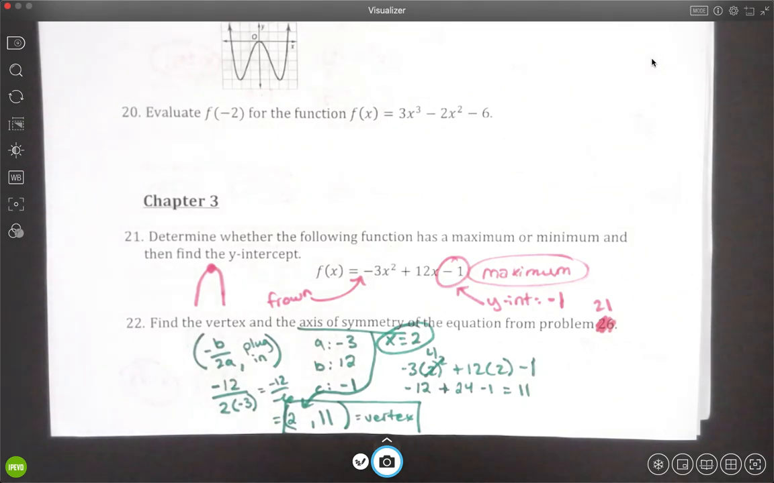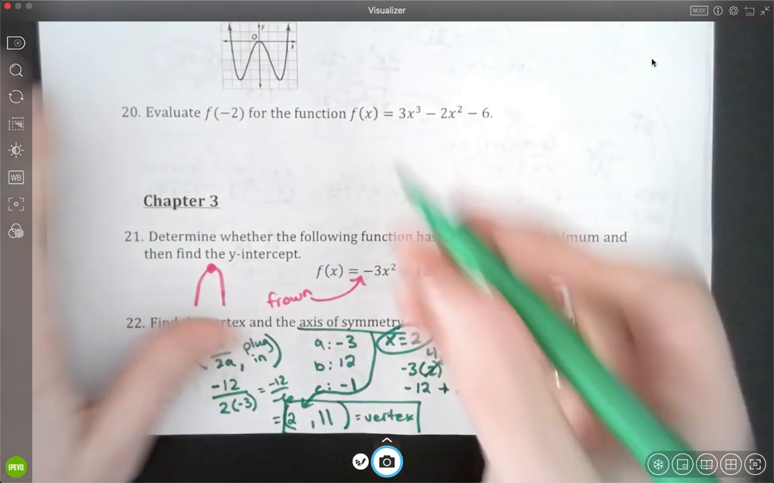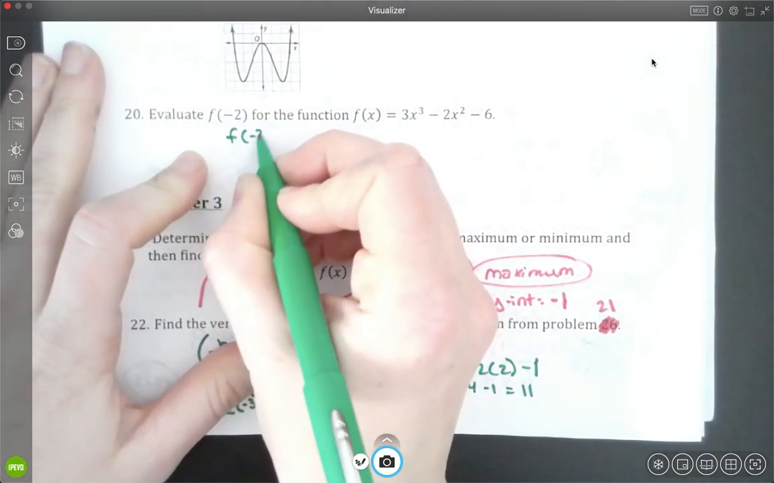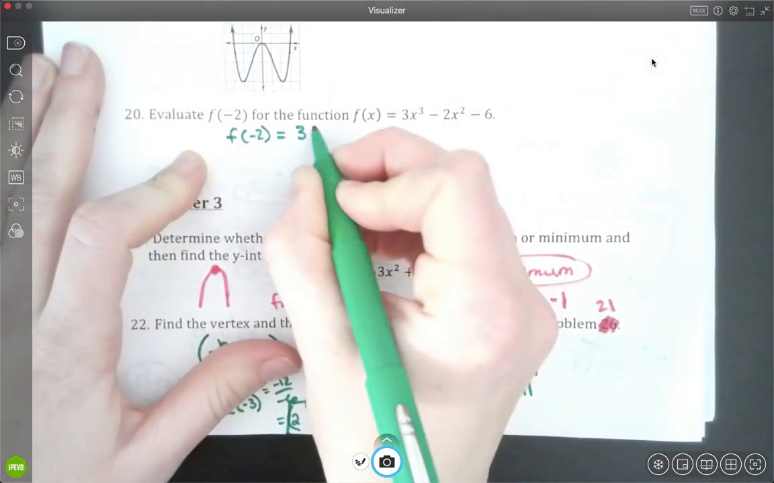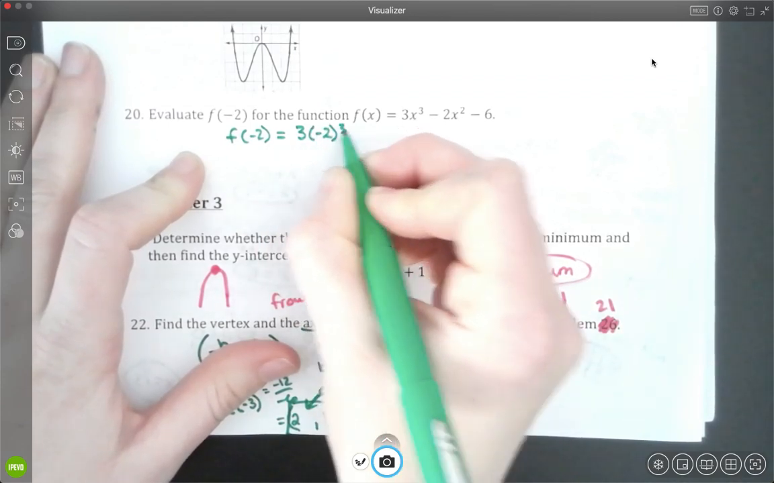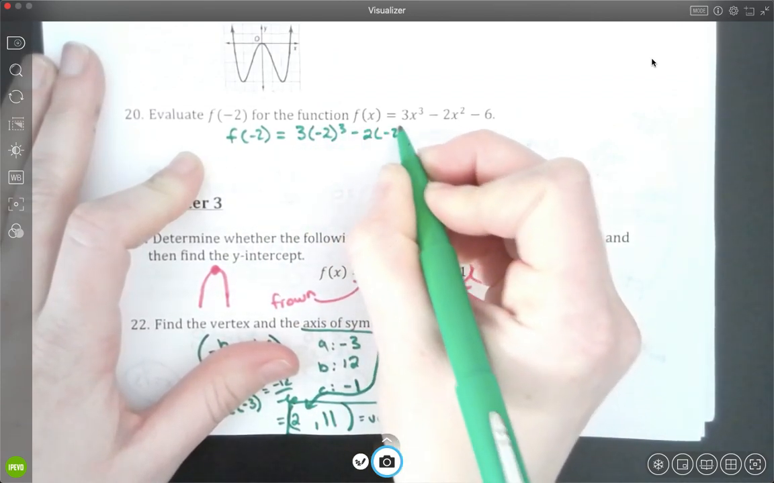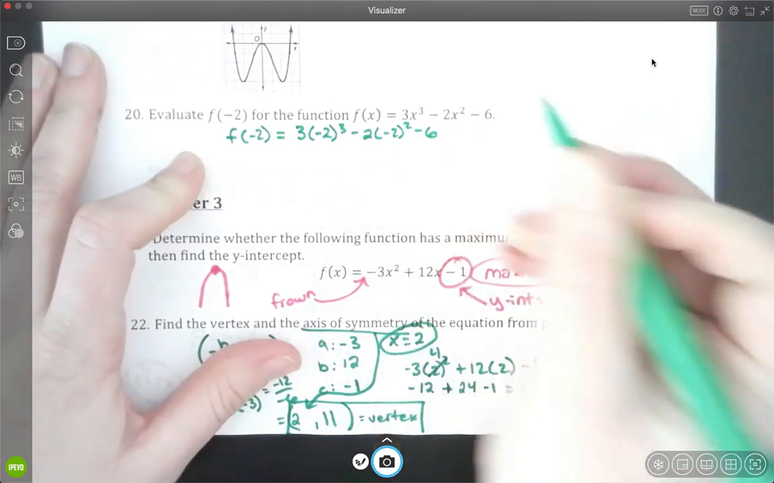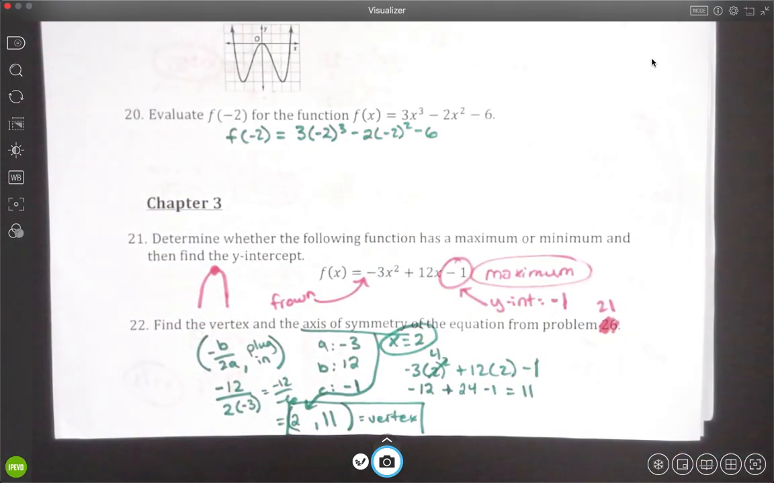f of -2, and then they give you f of x. What do they want to do? Plug -2 in for x. Yep, plug -2 in for x. So f of -2. We're going to do some of this stuff in our head, maybe all of it. Okay, all right. So I just rewrote that in there.